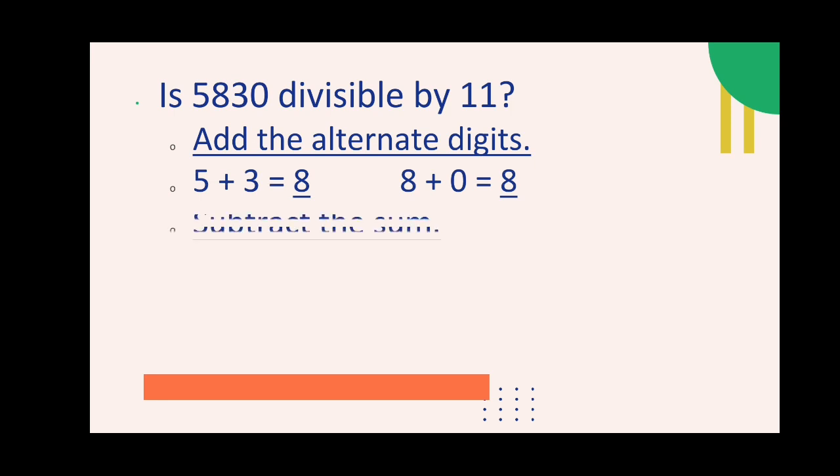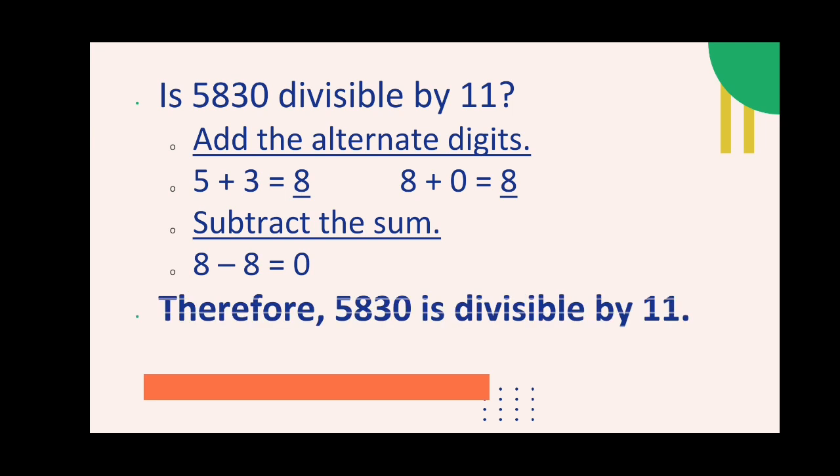Step 2, subtract the sums. So, ang sum natin ay 8 and 8. So, 8 minus 8 equals 0. Now, since ang difference ay 0, that means 5,830 is divisible by 11.